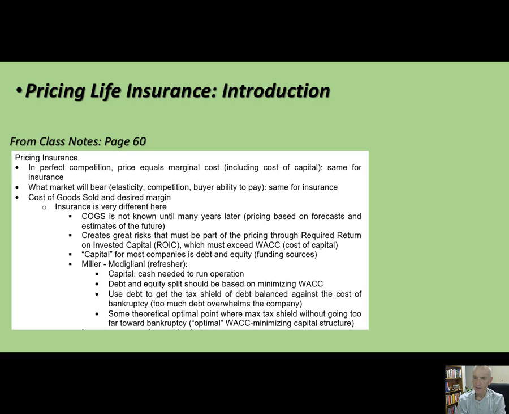Miller-Modigliani said you want to combine debt and equity. So how much debt do you have? How much equity? Should you borrow money or should you issue equity? And they said the key is to minimize your cost of capital. Wherever you get the minimum cost of capital, that's where you have the maximum value of the firm. Debt is cheaper than equity, but as you increase the amount of debt, your cost of equity goes up. So again, hopefully you've had this. You can Wikipedia it if you're not remembering it.